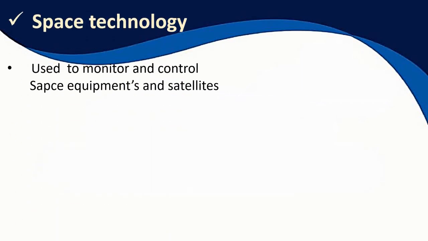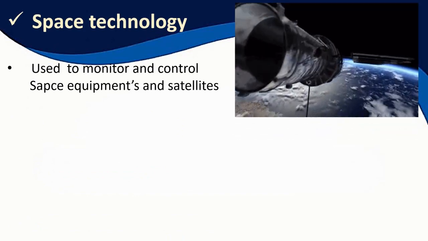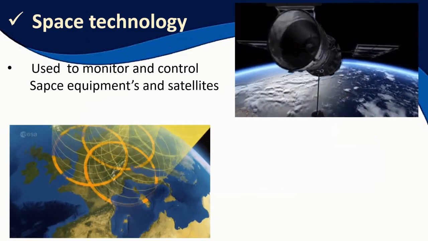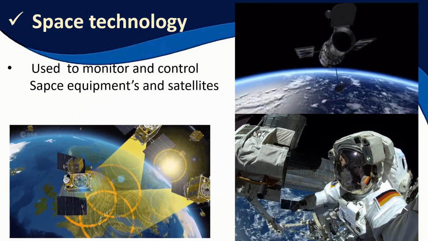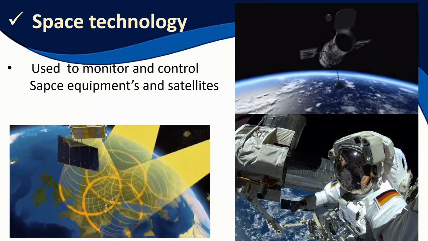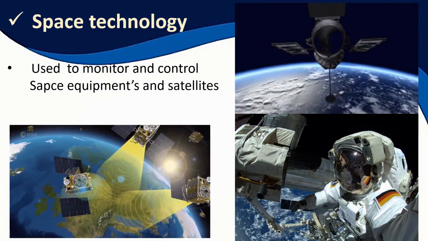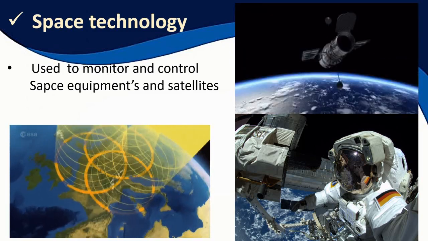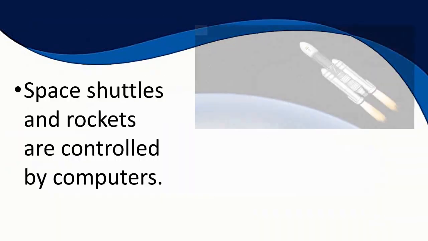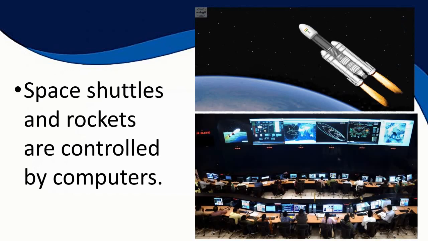In space technology, computers are used to monitor and control space equipment and satellites. Satellites are also linked to computers, which provide information for space research. Satellites also help to predict weather patterns. Satellites transfer information from space to computers on the earth. Space shuttles and rockets are controlled by computers.